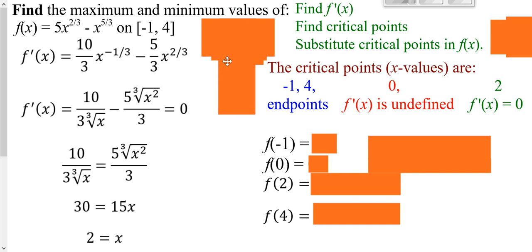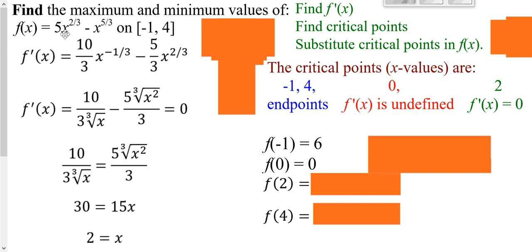Then we can go ahead and figure out which one is our max or our min. So we take -1, plug it into our original function up here, and evaluate it, and we end up getting 6. Take 0, plug it in. Well, 0 and 0 is 0.